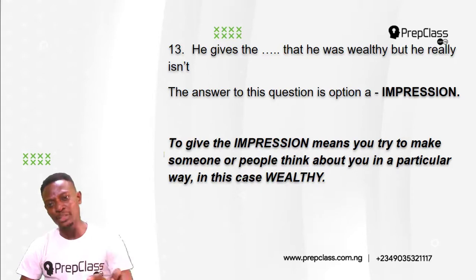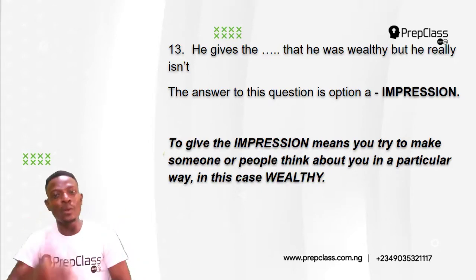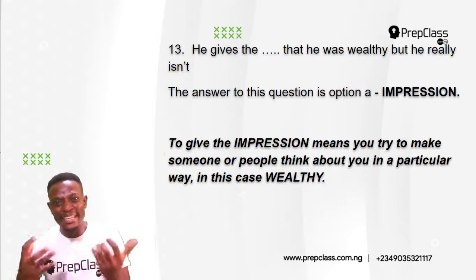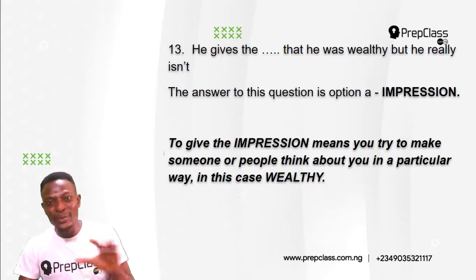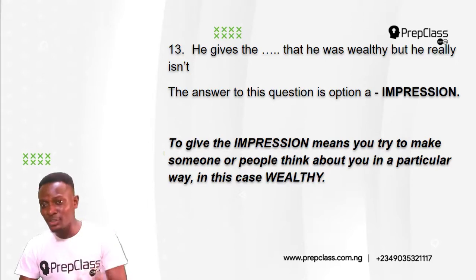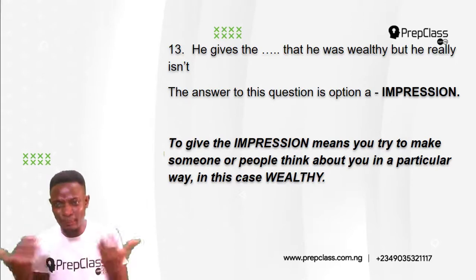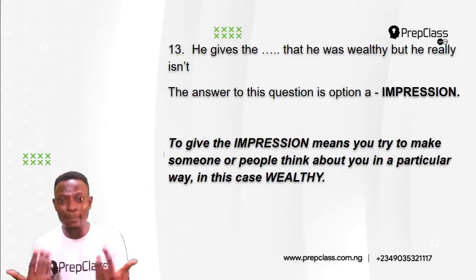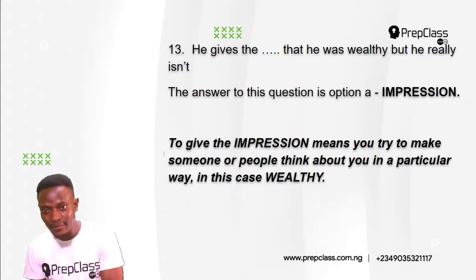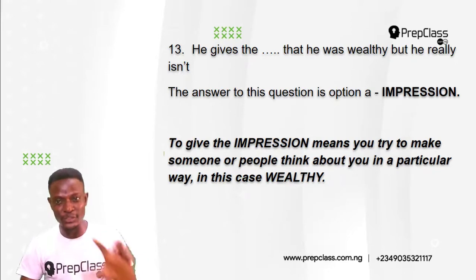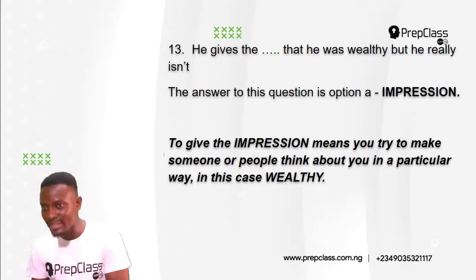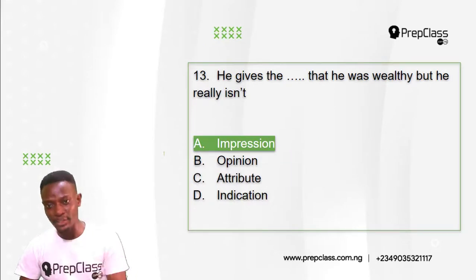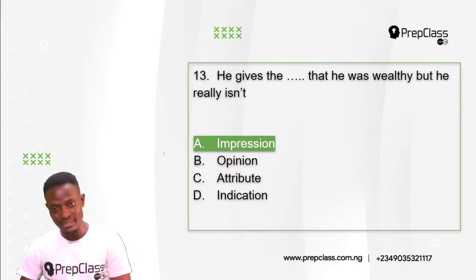To give the impression means what? You try to make someone or people think about you in a particular way. So it gives the impression that he was wealthy, but it really isn't. But in this sentence, it's making people think about him, that he's wealthy. The impression this person gives here is the impression of wealth, but he really isn't wealthy. So the answer is option A. It gives the impression that he was wealthy, but he really isn't.